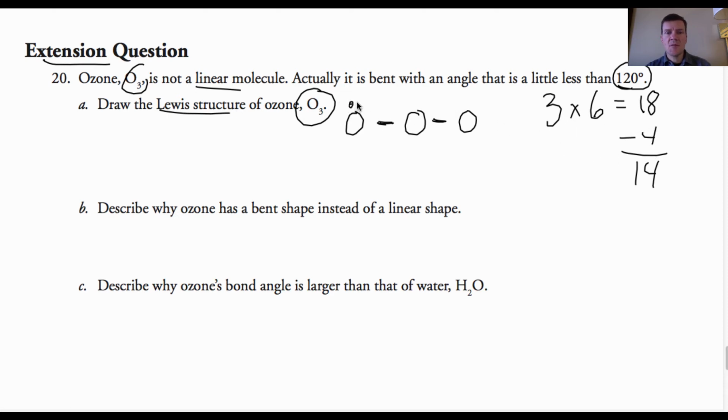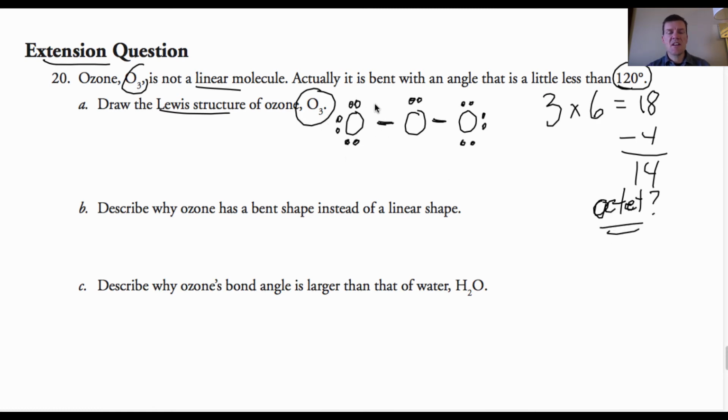14 in pairs: 2, 4, 6. The bond makes it 8. 8, 10, 12. And then I need 2 more, so I'm going to put it here. Okay? Now let's check octet. Is everybody happy? Does everybody have an octet?